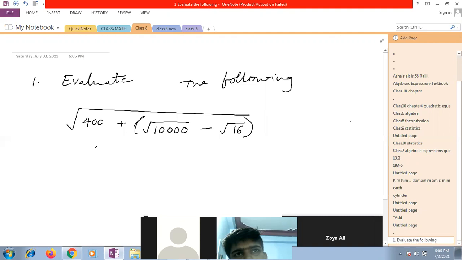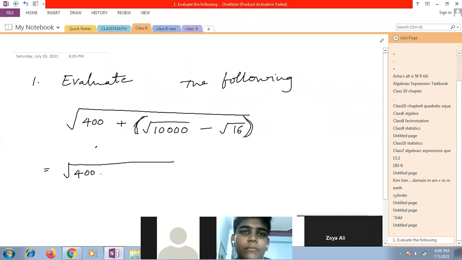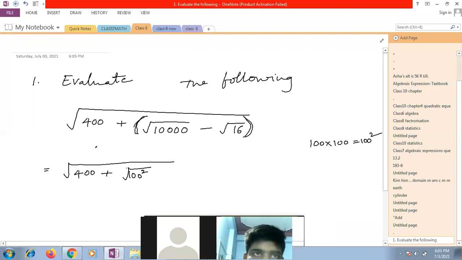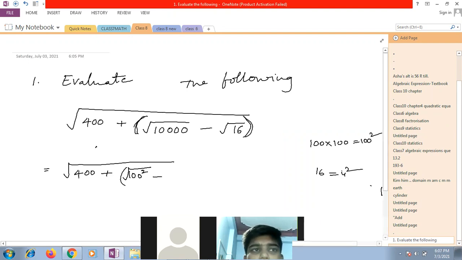First, we know that according to BODMAS, what do we do first, children? Brackets. So, ma'am, first we have to solve the brackets. Yes, first you have to solve the brackets. So 400 you write as it is. Then 10,000 can be written as how, children? 100 square. Very good. Then 16 can be written as 4 square. Very good. And 400 can be written as 20 square.